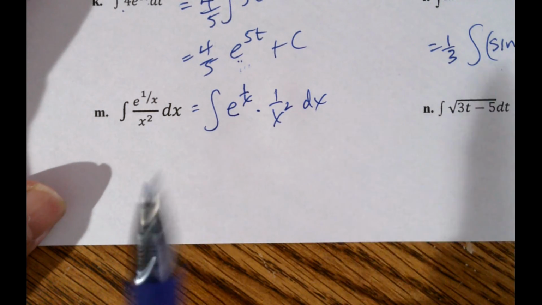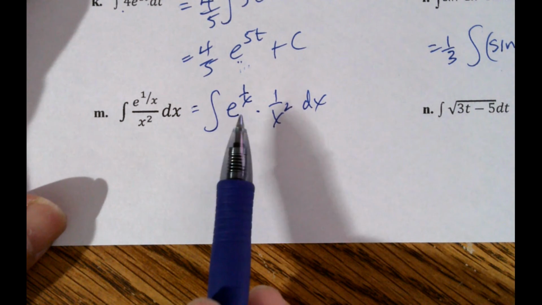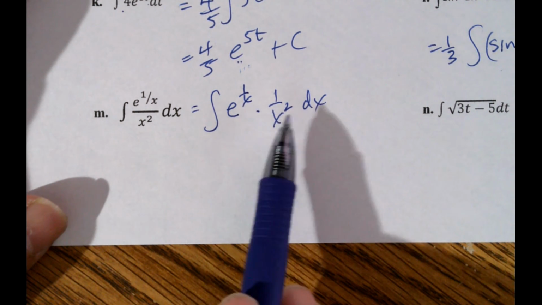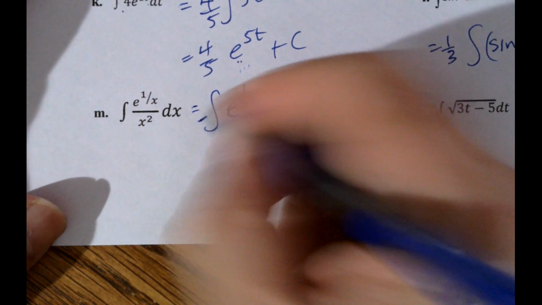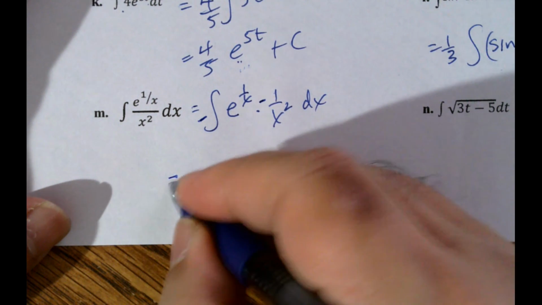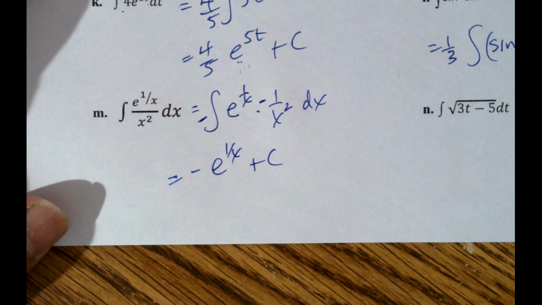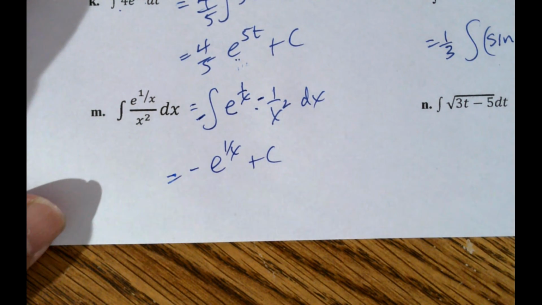So pattern recognition only works if you're really good at taking derivatives. And I have a feeling many of you would not be able to spot this one. The derivative of 1 over x is negative 1 over x squared, so it's missing a negative. I'm going to compensate for the negative. I put a negative out there. So when I integrate that, it's negative e to the 1 over x plus c. Okay, that's pattern recognition. If you don't recognize that pattern, I suggest you watch the other video.